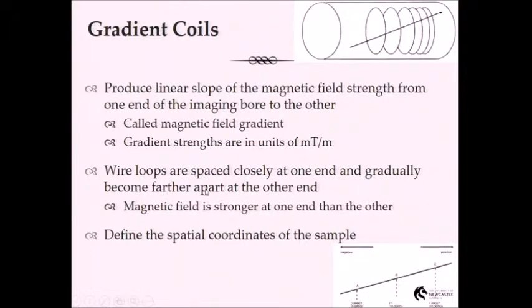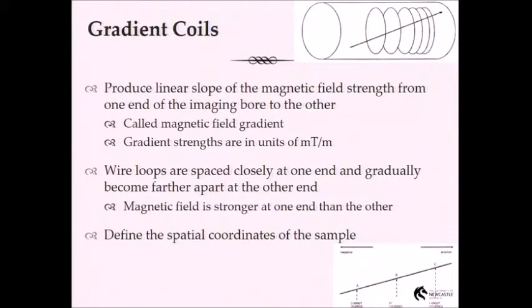So characteristically what happens is you see the wire loops are spaced closely at one end, and gradually they get further apart as you move towards the centre and then closer again. But the main thing is that they're here to define the spatial coordinates of a sample. I'm not sure if you can see this image very well, but here's the centre of the bore here at point B. So this slope denotes that we've put a gradient over the top. So if it's 1 Tesla here, we've made it ever so slightly smaller at one end and ever so slightly larger at the other. So we're superimposing another smaller magnetic field over the main one so that we can spatially locate.